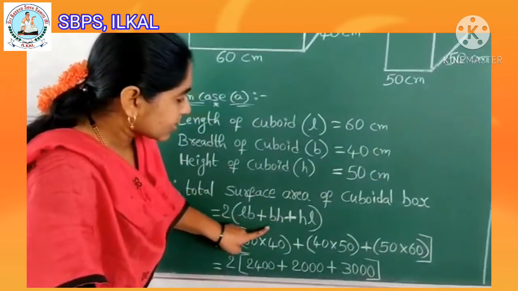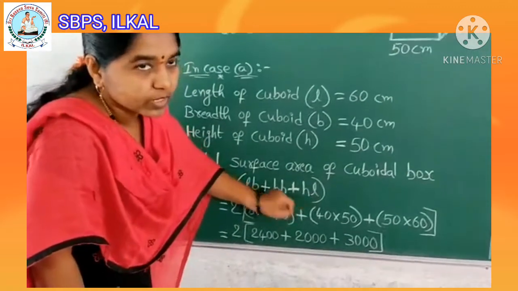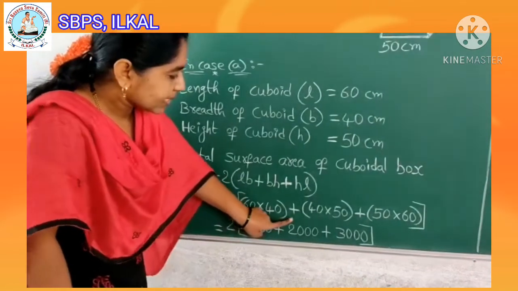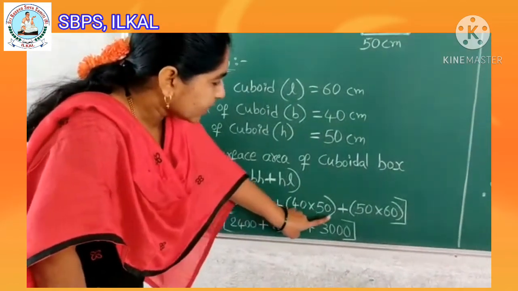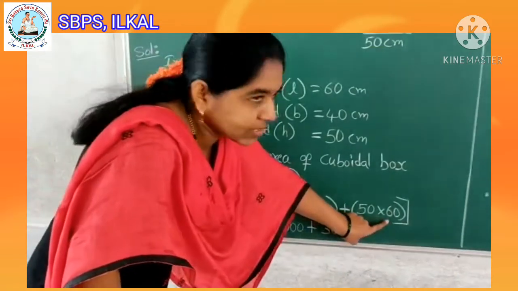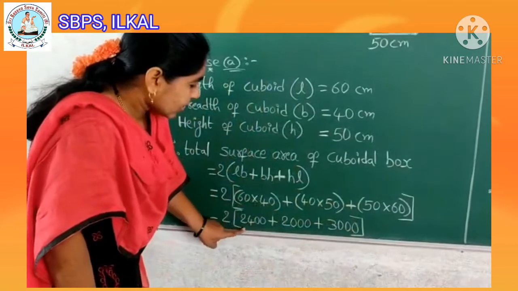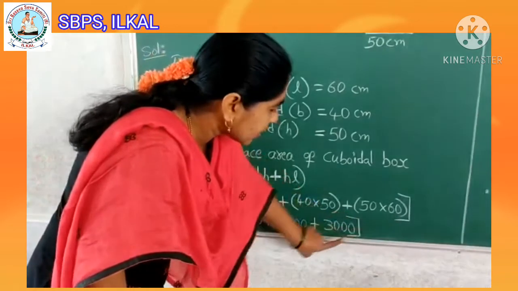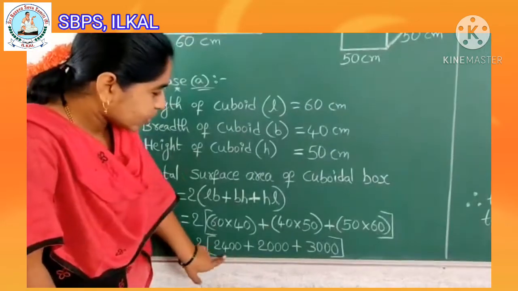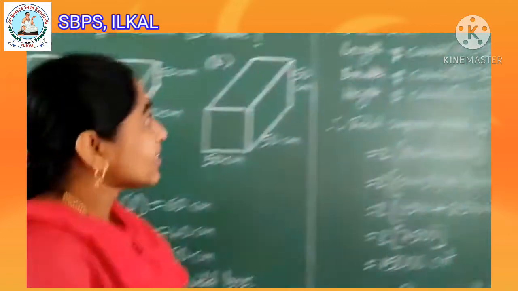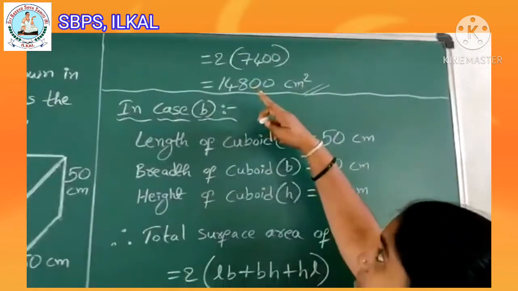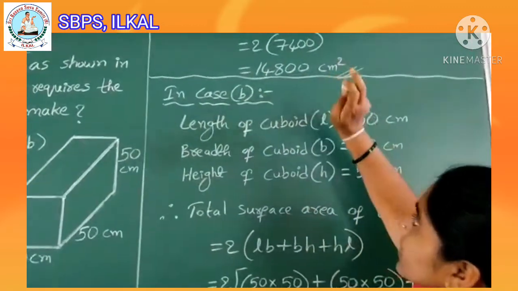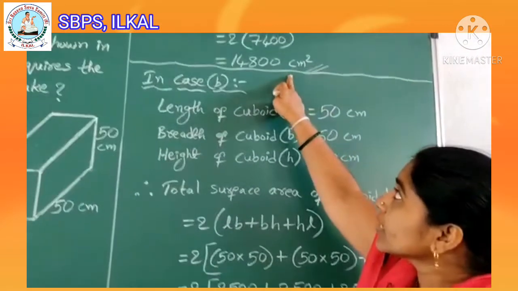Length into breadth plus breadth into height plus height into length, which is equal to 2 into, length into breadth is 60 into 40, plus breadth into height 40 into 50, plus height into length is 50 into 60. 60 into 40 gives 2400, 40 into 50 gives 2000, plus 50 into 60 gives 3000, which is equal to 2 into the sum of all these. We will get 7400, which is equal to 2 into 7400, which gives 14,800 square centimeter. Means we got the total surface area of the cuboid.